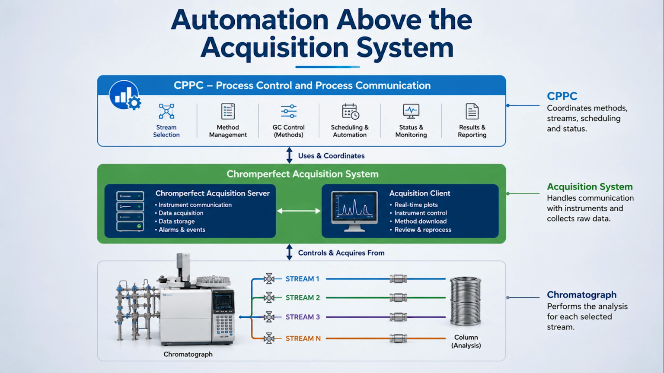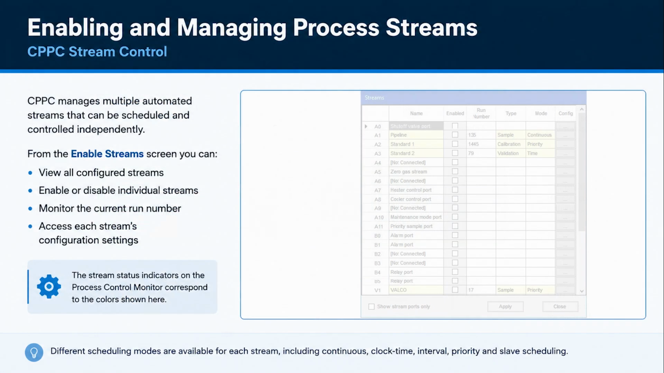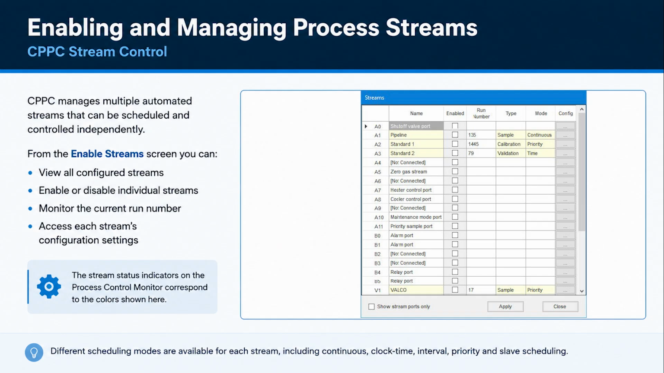A typical application may involve several plant sample streams connected to one chromatograph through a valve system. CPPC can select the required stream, allow the sample loop to fill, download the appropriate Chromperfect method file, wait for the instrument to become ready, and then begin the run. Once the run is complete, Chromperfect processes the data in the normal way. CPPC can then continue with the next injection or move to another scheduled stream.